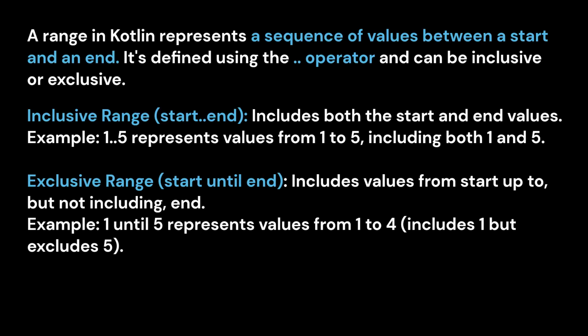Before we move ahead with the for loop, let's first see what is a range, because range is used with for loop many times. A range in Kotlin represents a sequence of values between a start and an end. It's defined using the .. operator and can be inclusive or exclusive. Inclusive range includes both the start and end values. Exclusive range includes values from start to 1 less than the end.